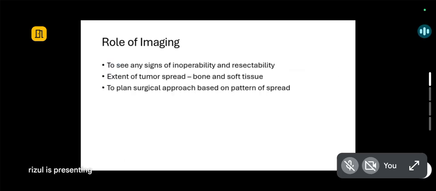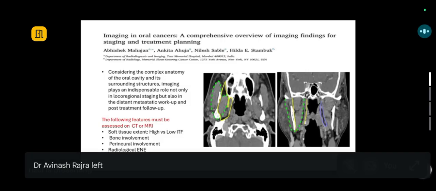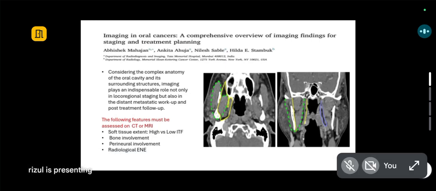Now here the role of imaging is very important, specifically to see the signs of inoperability and resectability, to see the extent of tumor spread, whether the disease is involving the bone or the soft tissue, and then to plan the surgical part based on this pattern. So this is an article which shows a comprehensive view of imaging findings.